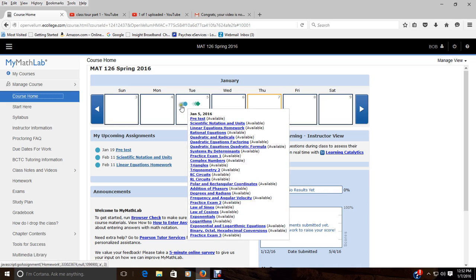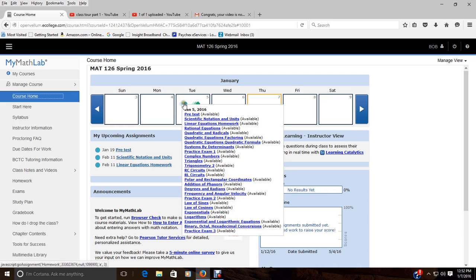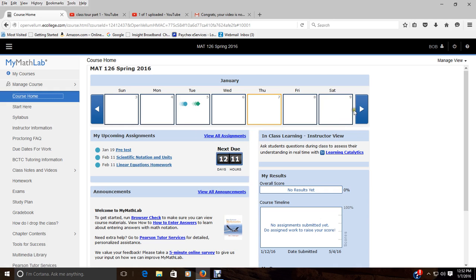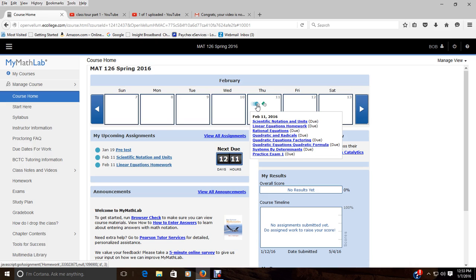When you see these little icons in the date, oftentimes they're telling you what's available as far as homework and then exams. If I was to go through to where we have something due, you can see right there on Tuesday the 19th is the pretest. So when you log in, you'll come into the course home and you can look at your upcoming week to see what's due. You can look ahead. So on February 11th, that's when our first exam is due. So therefore, all the assignments with exam one are due.